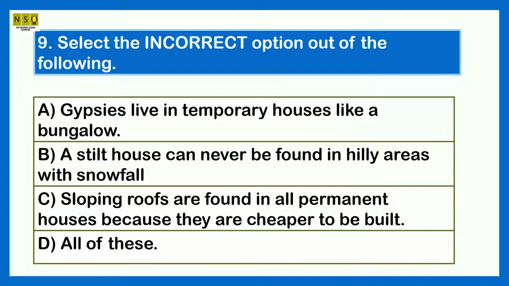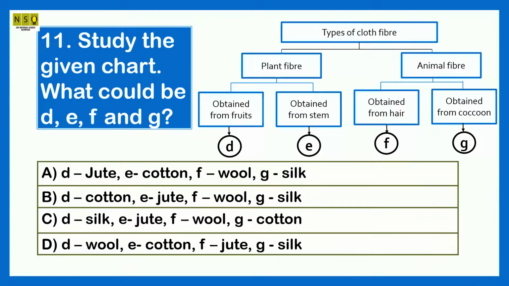Let us look at the options. Option A, D is jute. Jute we get from stem and not from fruit, so that is wrong. Option B, D is cotton. Yes, cotton we get from fruit of plant. E is jute. Jute is obtained from stem of plant fiber. That's right. And F is wool. Wool is obtained from hair of animals. G is silk. Silk is obtained from cocoon of animals. So the correct option is option B.